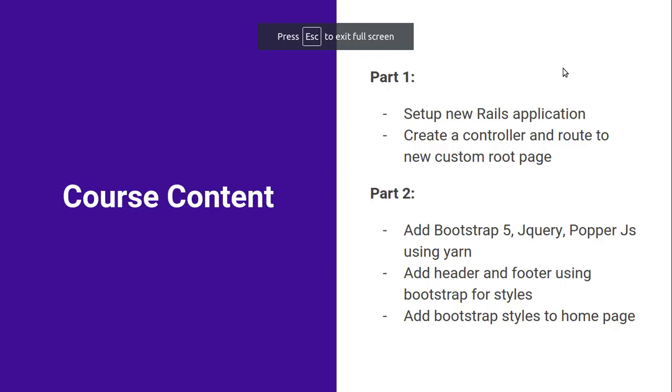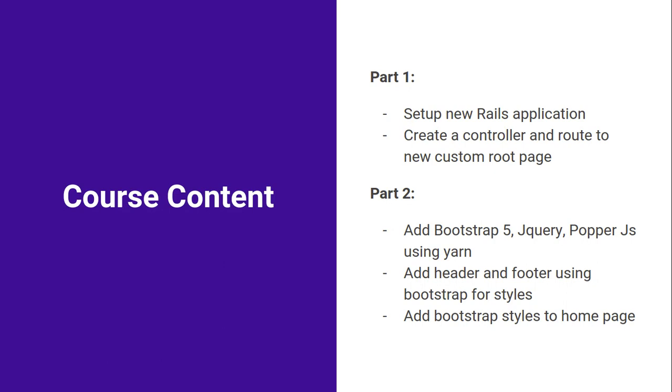Hey guys, welcome to the second part of our CRUD with Ajax and Rails 6 series. In the first part, we set up our demo Rails application from scratch and added a custom welcome controller, set its index action as the root page, and replaced the default welcome page provided by Rails with our own custom root page.